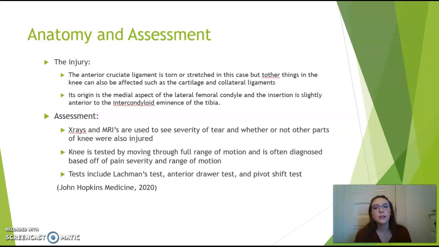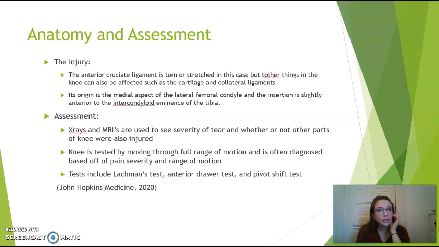The injury. So, the ligament can be torn or stretched, but also other things can happen, such as the collateral ligaments or cartilage can also be damaged, so it's really smart to go to the doctors and get an MRI to see what happened exactly. There's this insertion and origin.